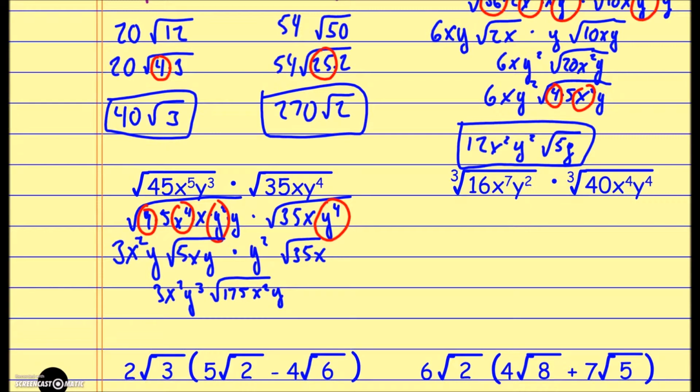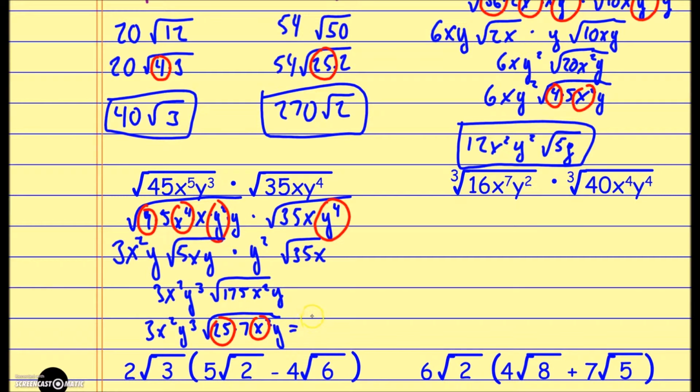And now from here, I can simplify this a little bit. I've got a 3x squared y cubed on the outside. Underneath here, I can break this guy into a 25 times 7. The x squared's already perfect the way it is. The y I can't do anything with. And now I take the square root of each of these guys.